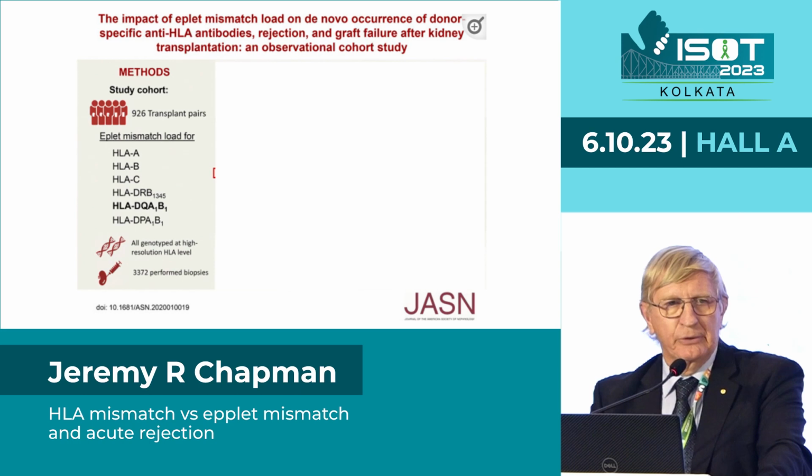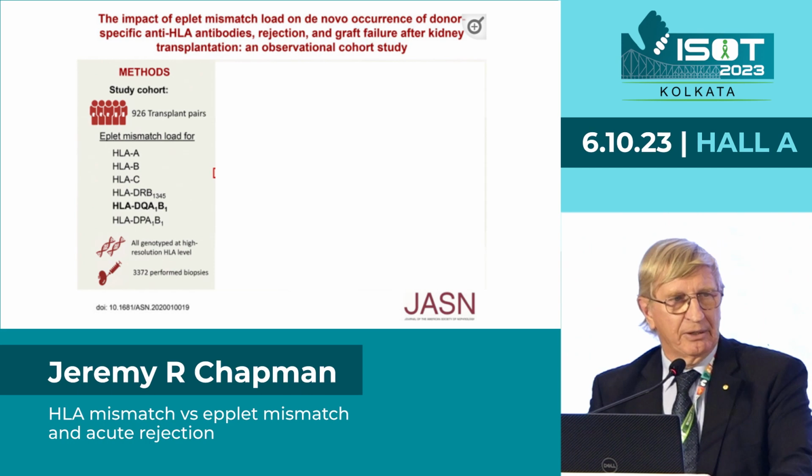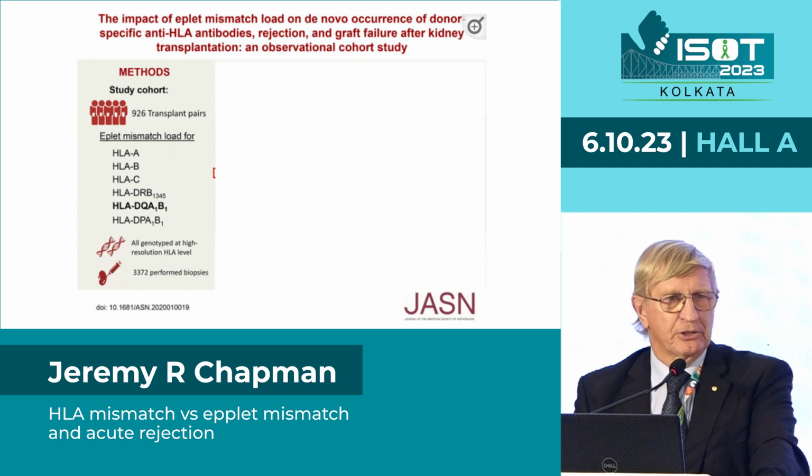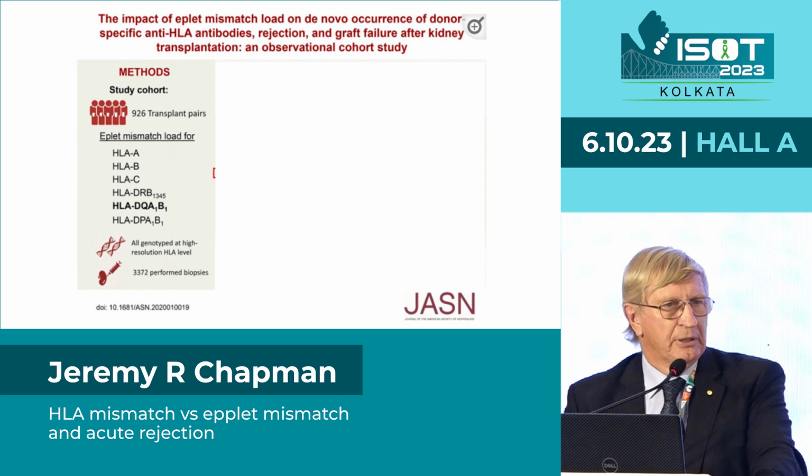For A, B, C, DRB, DPA, DPB, mismatch eplet load does not correlate with the development of de novo DSA. Okay, it doesn't correlate with DSAs, what about rejection? Same answer. Doesn't correlate with rejection. What about loss of graft function? Doesn't correlate with loss of graft function. Oh, graft failure. It must correlate with graft failure. Well, HLA-B does.